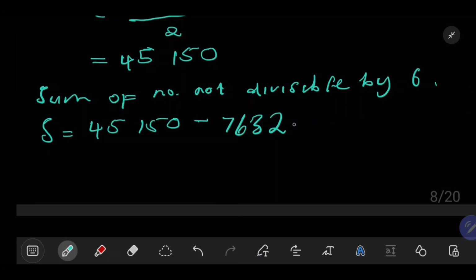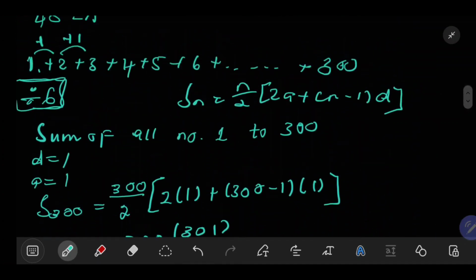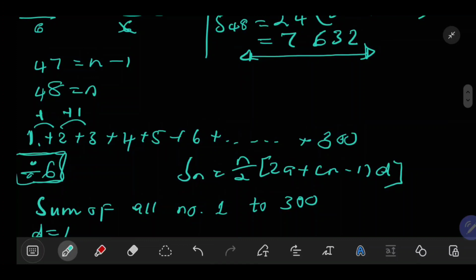So in this case, it means we can add 6 plus 12 to this one, because this is the sum of all the numbers divisible by 6. We are removing them from the sum of all terms. So it means now our final answer is 37,500. Okay, so this is the sum of all numbers that are not divisible by 6. I hope it makes sense. This was a tricky question, but this is how we can approach it.